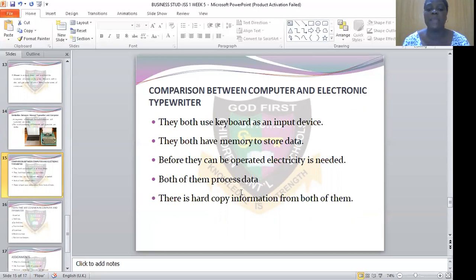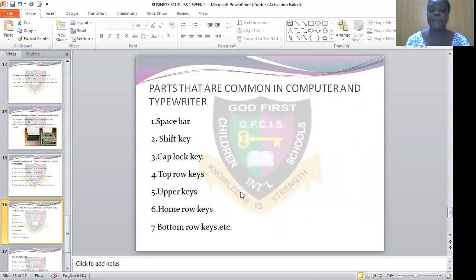They both use the keyboard as an input device. They both have memory to store data, and there must be electricity. Both of them process data, and there is hard copy information at the end of the day. The parts that are common in the computer and typewriter include the space bar, which you press with your two thumbs whenever you are keying in any alphabetical or numeric keys.